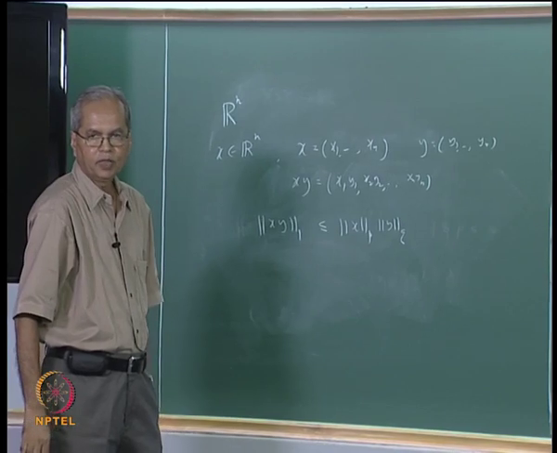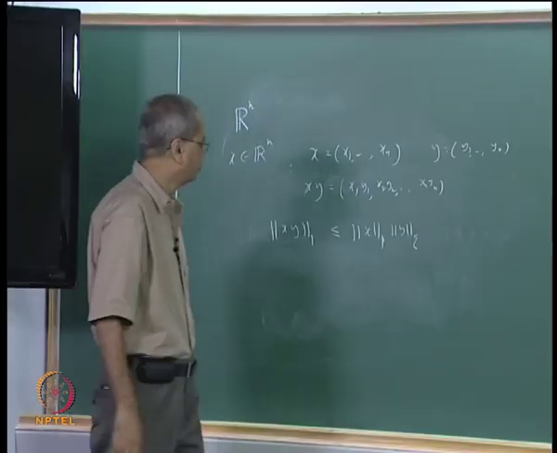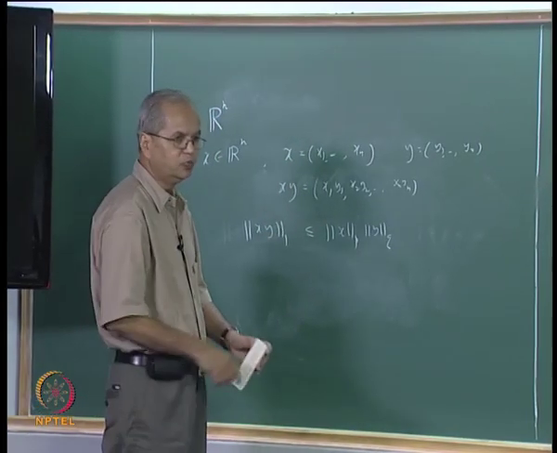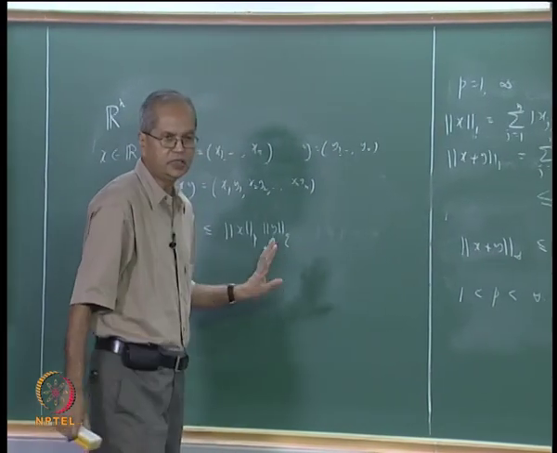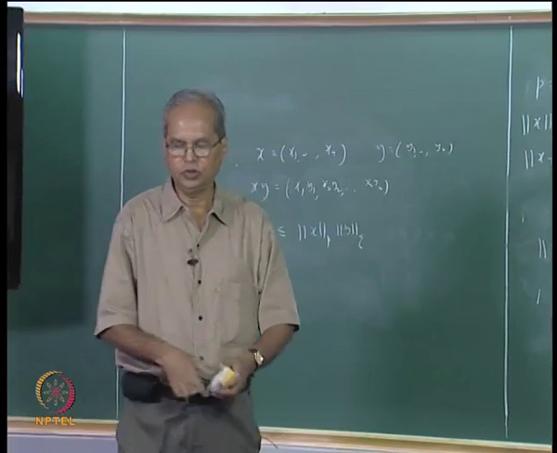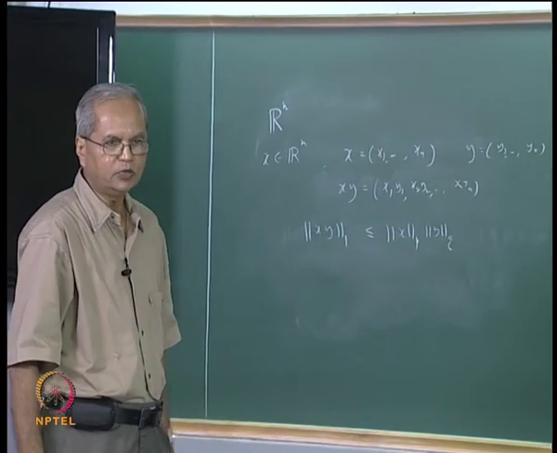Okay. And this is true for all possible p and q, where p and q are conjugate exponents of each other. And from what we have seen earlier, proving these inequalities for p equal to 1 and infinity is easy. So I will leave that case to you.